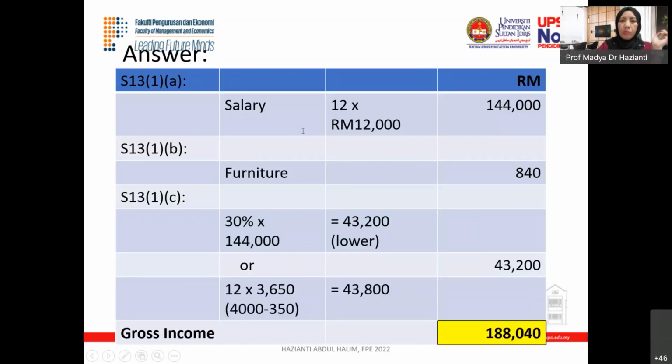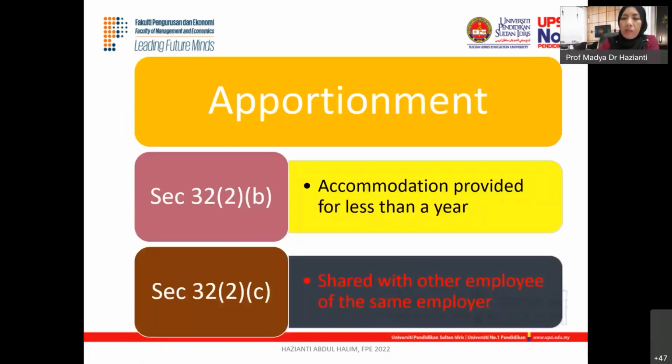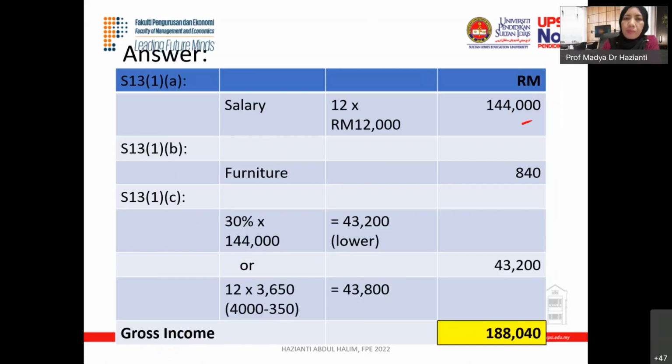So this is how you should compute. Okay. First of all, salary dia dulu. Nampak, that's why I said kita susun ikut section. We start with section 13(1)(a). So salary, bonus, wages, all the cash semua duduk dekat salary dekat section 13(1)(a). So sebulan 12,000 darab 12 for the whole year tadi kan. So the salary is 144,000 ringgit.